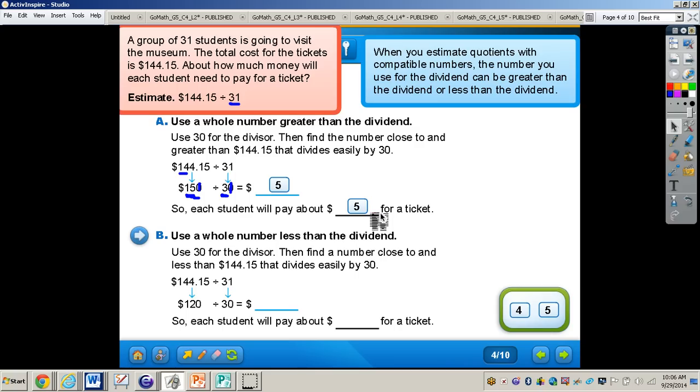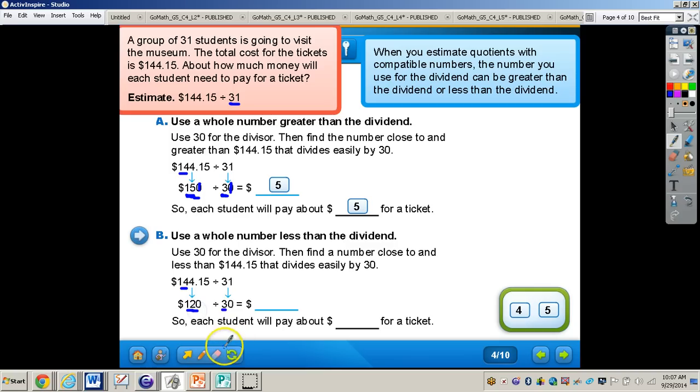Now if we're using a whole number less than the dividend, the first thing we still need to do in this problem is change that divisor to the nearest whole, or the nearest 10. So we're taking that 31, making it into a 30. And then we can take a look at that 3 and take a look at our 14 in our original dividend. We need to think about, what is a close number to 14 that is compatible with 3? And I know that 12 is. We change that 14 to a 12. We change everything else to a 0, so that 4 is changed to a 0.